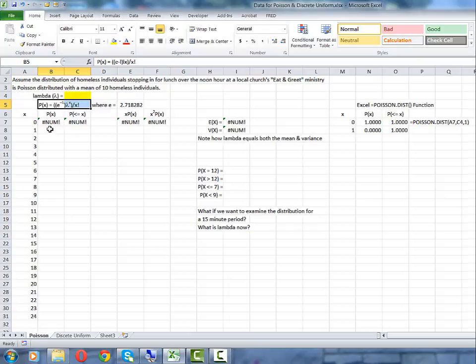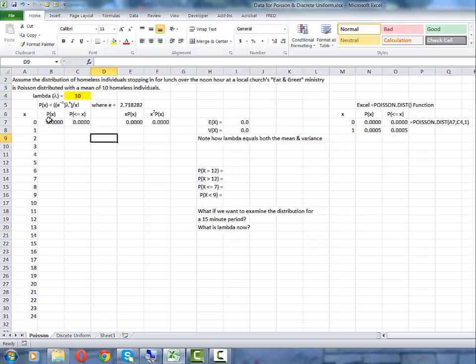If we use this formula for each of the x's, all we need to make sure we have correct is lambda. So we have this problem here. Assume that the distribution of homeless individuals stopping in for lunch over the noon hour at a local church's eat and greet ministry is Poisson distributed with a mean of 10 homeless individuals. So if we want to look at the noon hour, then we know that the mean here is 10.